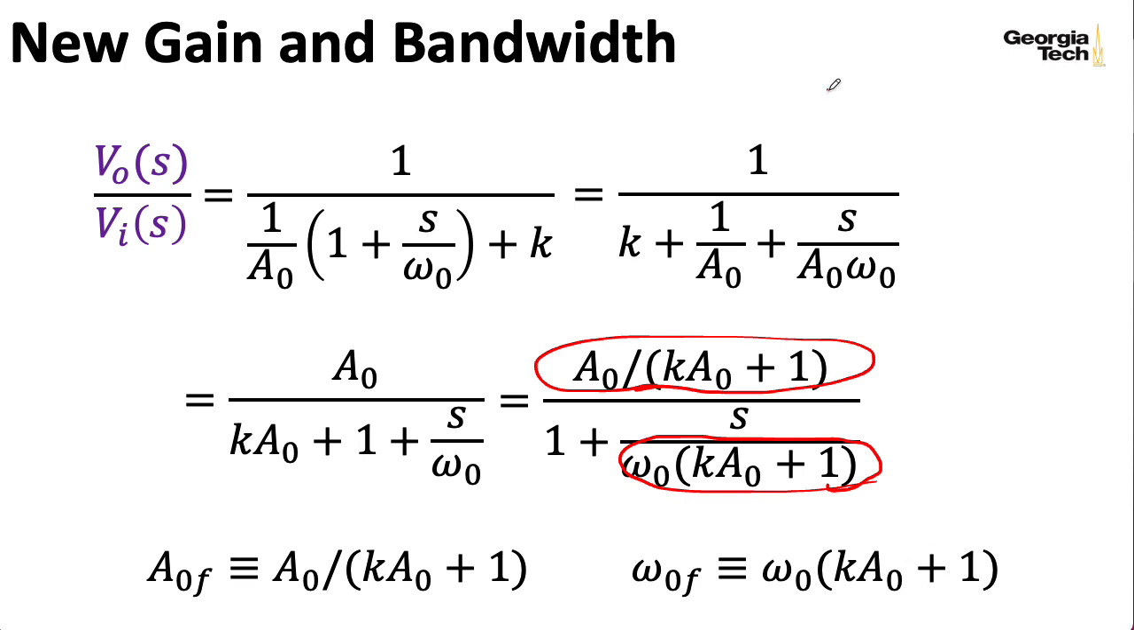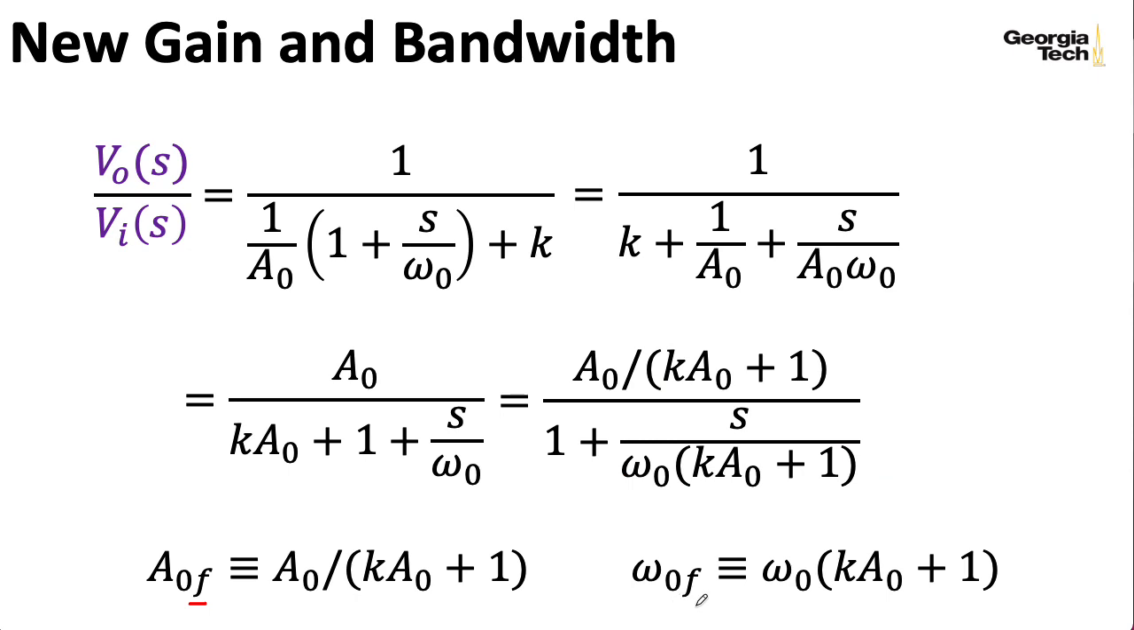So basically what we've done is we've taken the pole that was originally sitting at minus omega naught, and we've shoved it far, far, far to the left. So it was originally here. Let me try to make that a better X. That's a terrible X. Anyway, we've put it way out here someplace. We've put it at minus omega naught times K A naught plus 1.